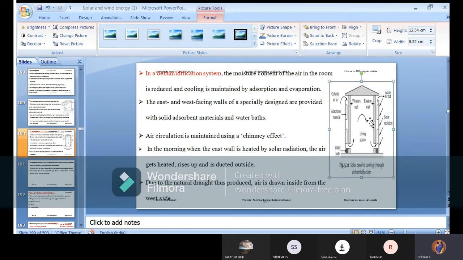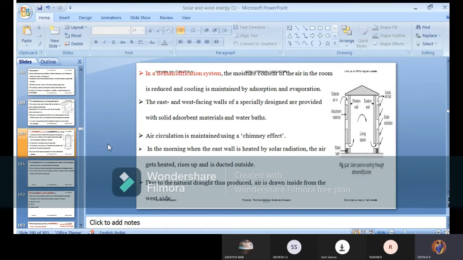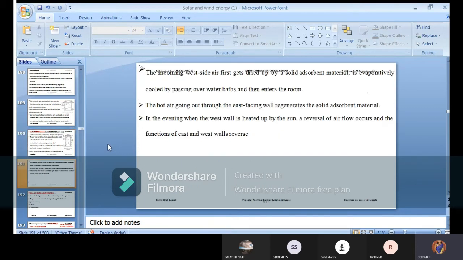Because here you are getting direct radiation, definitely the air will be a little more hot. But on the opposite side, some shadow is existing or the inclination of the rays towards the system is a little bit less, so you can assume the temperature of this is less as compared to the inside air outlet. Okay, so due to the natural draft so produced, air is drawn inside from the west side. Next, the incoming west side air first gets dried up by a solid absorber material and is evaporatively cooled by passing over water baths and then enters the room.